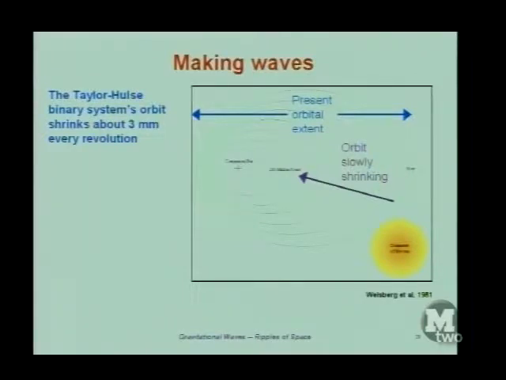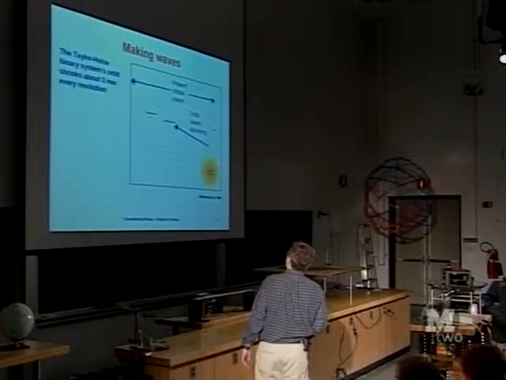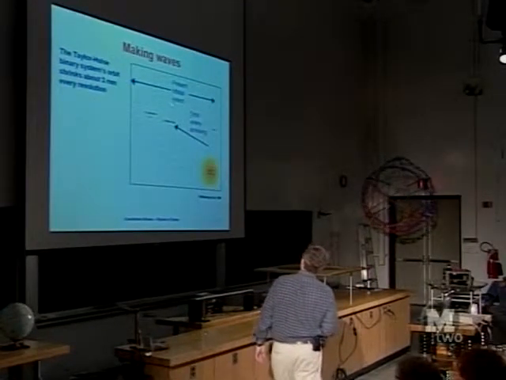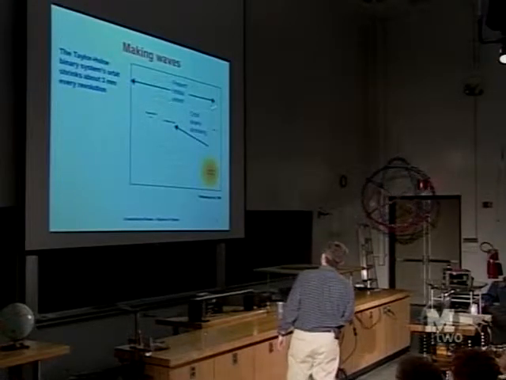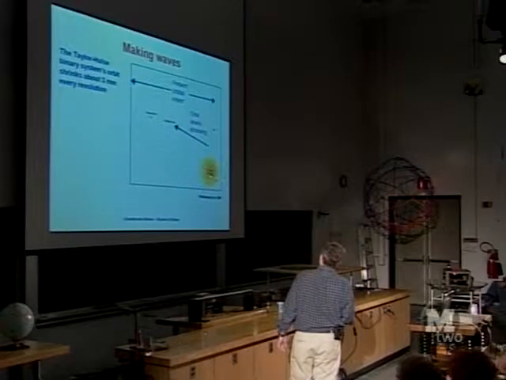Let's go back to this Taylor-Hulse system. As I said, it has one pulsar that's orbiting an unseen companion star. By measuring all the pulses that we see on a very regular basis, but at a slightly modulated basis, we can infer the dynamics of this orbit quite precisely. This shows you the present orbital extent of that binary system. It has a period of 8 hours. For comparison, here's the diameter of the Sun.